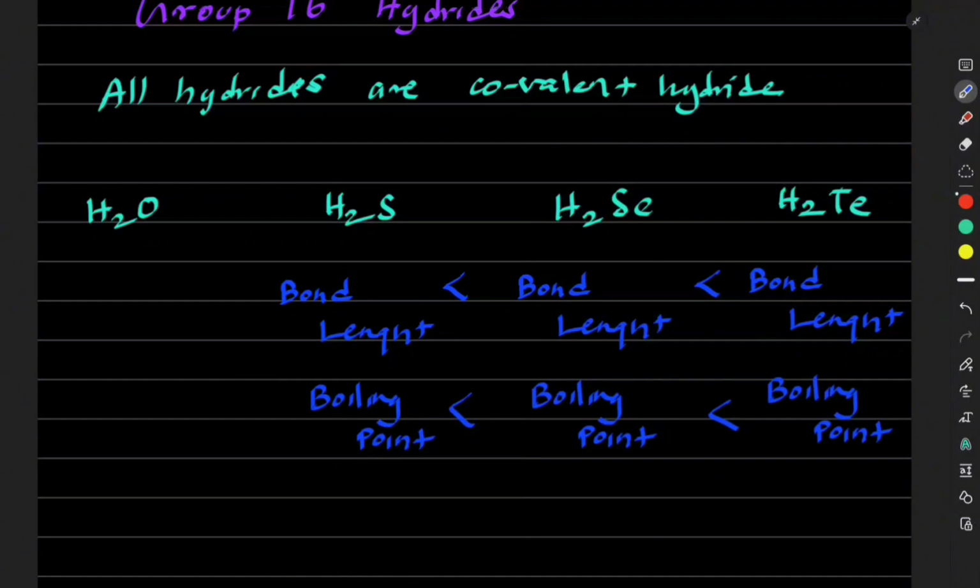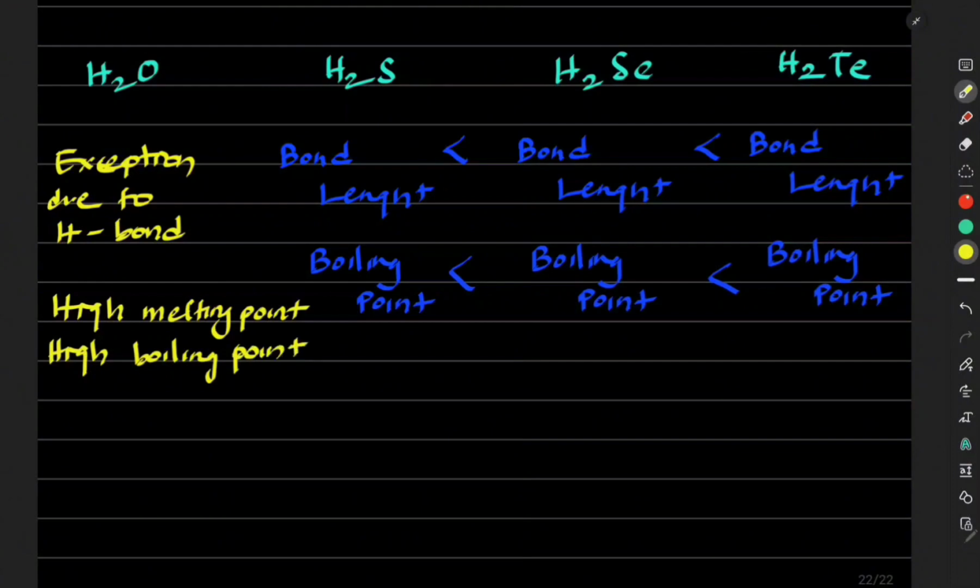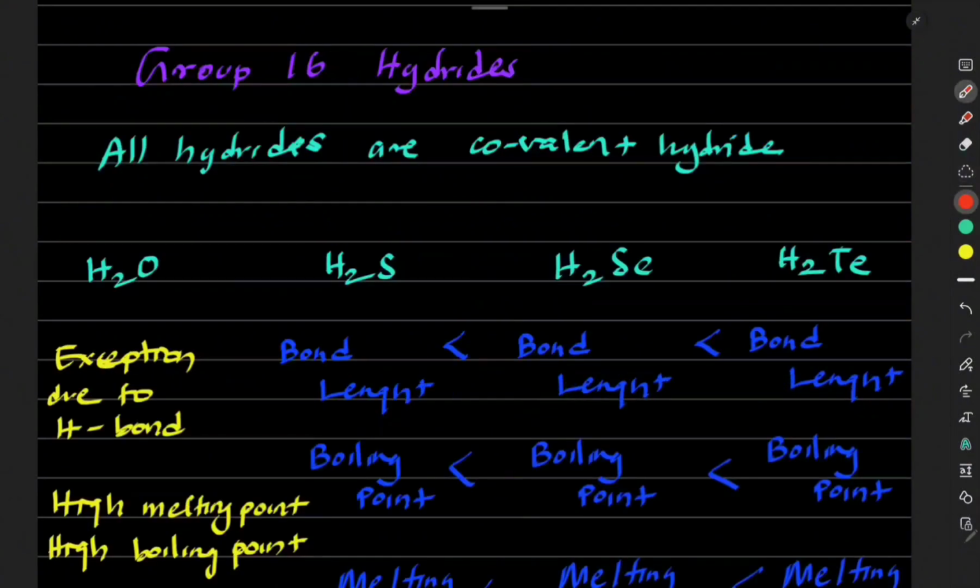H2O is an exceptional case because it has hydrogen bonds. Due to these hydrogen bonds, it has a high melting point and high boiling point. These hydrides are poisonous. Except H2O, the others are poisonous.